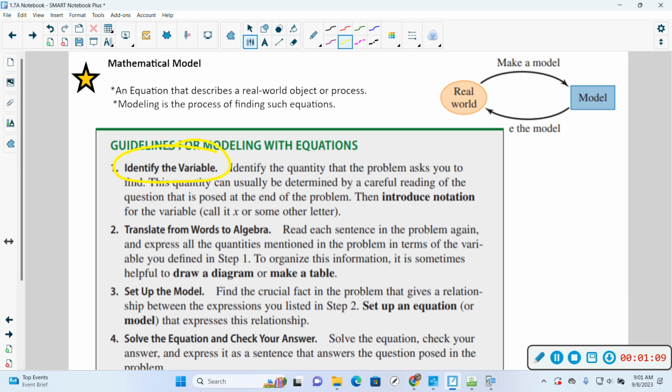Translate the words to algebra. So, this is my favorite. Read each sentence. Read the problem, and of course try to translate that and make it into an algebraic equation. That's what we're going to have today. We're going to set up our equation. We're going to solve our equation. Who would have thought? And I'm sure, as always, we all check our answers.